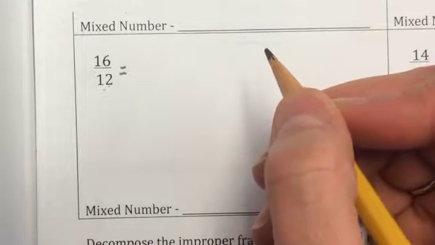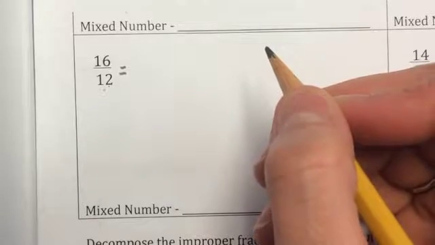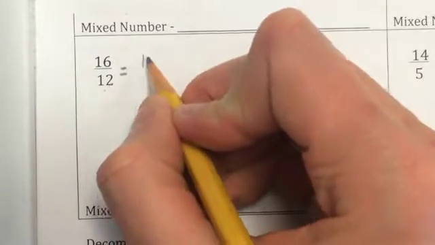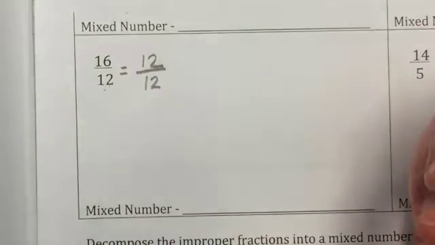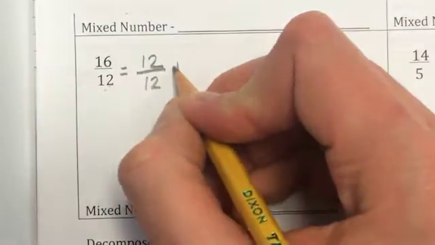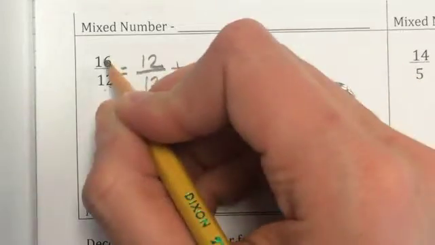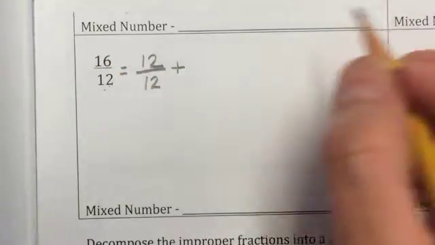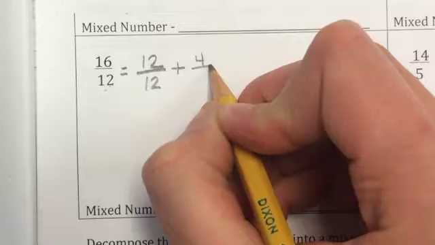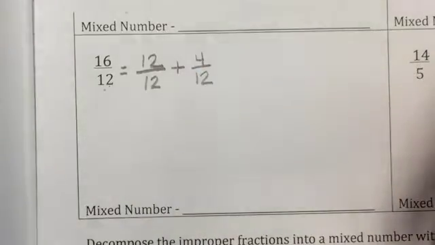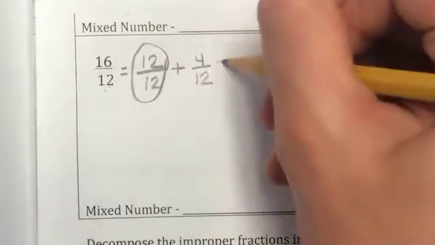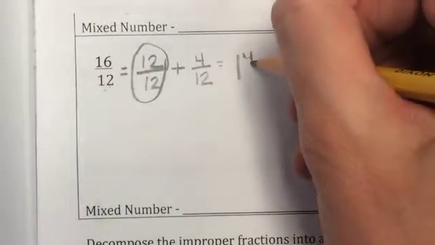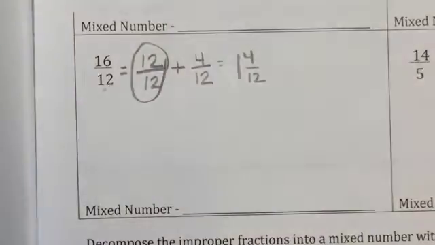12 pieces shaded in would also mean that I have one whole. So a whole bar, if it was like a chocolate bar, would be 12/12. If I have 12/12, I'm going to figure out what I add to 12/12 to get to 16/12. And I would add 4/12. So this time, if I circled my wholes, I have 1 whole and 4/12.